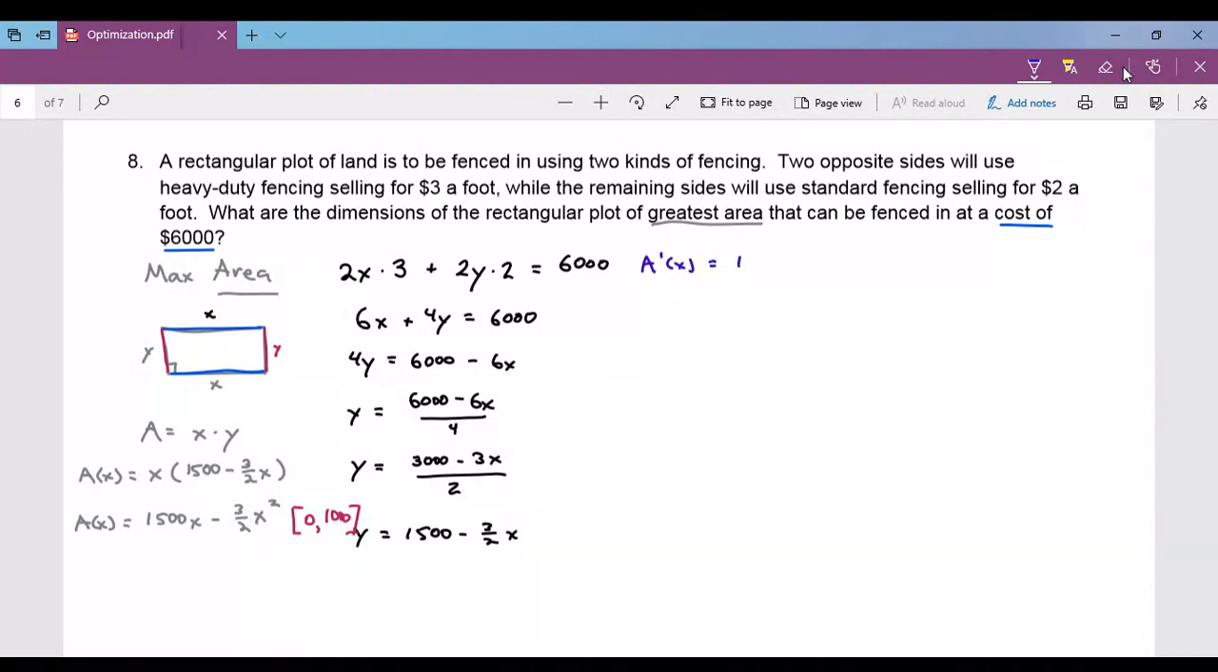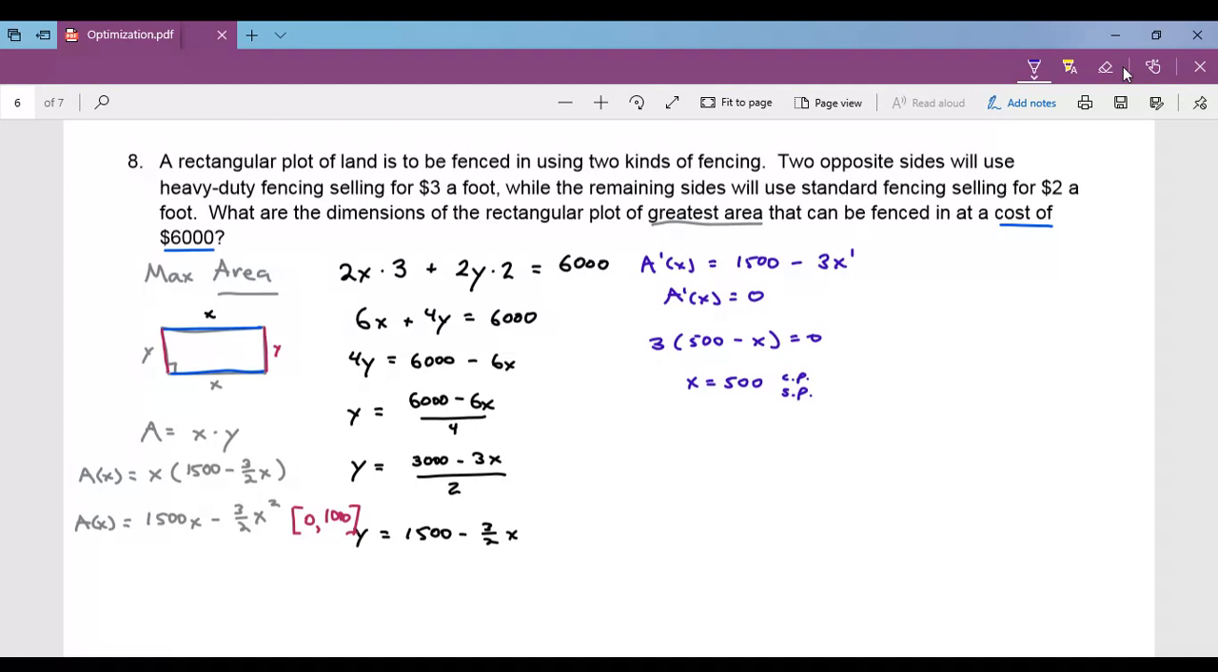So the derivative is going to be 1,500 minus 2 times 3 halves, that's 3x. Set this equal to 0, right, to get your critical points. Maybe I pull out a 3. I get 500 minus x equals 0, and maybe we can see here that x is going to have to equal 500. So that's our only critical point. It's actually a stationary point as well because it specifically makes the derivative 0.